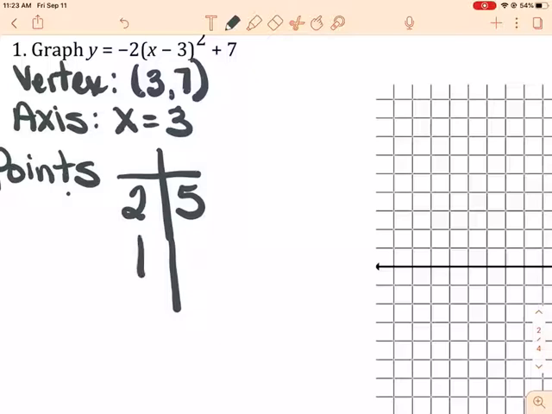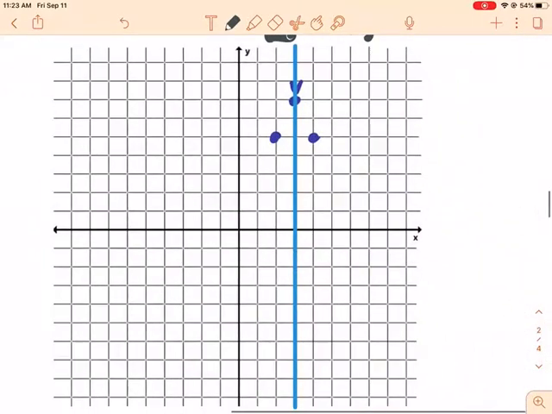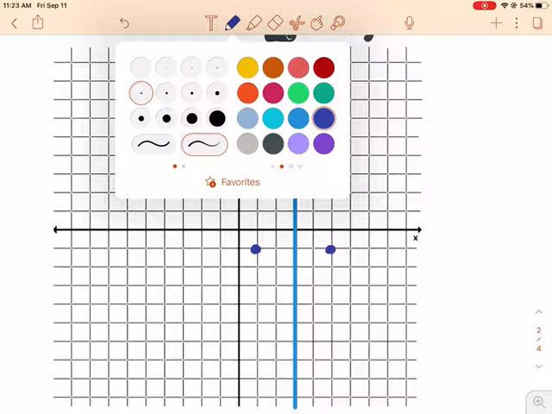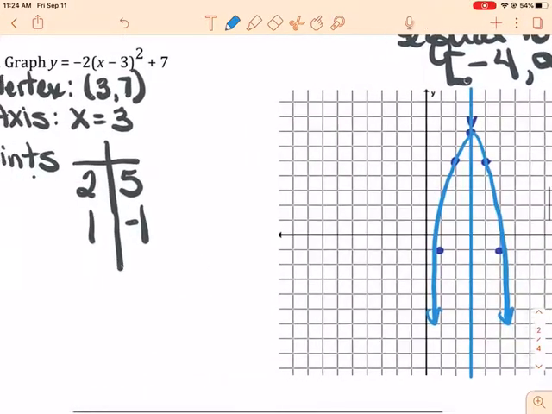Okay, all right, so let's pick another point. I'm going to pick 1. Okay, so 1 minus 3 is -2, -2 squared is 4. -2 times 4 is -8. -8 plus 7 is -1. So I'm going to plot that. Over to 1, down -1. Again, I'm going to go across. There it is. Now I have enough to play connect the dots. And again, I'm not a computer, so that's pretty much okay.